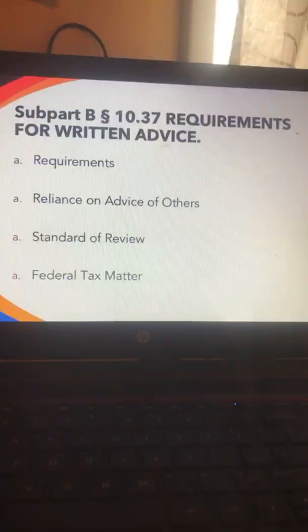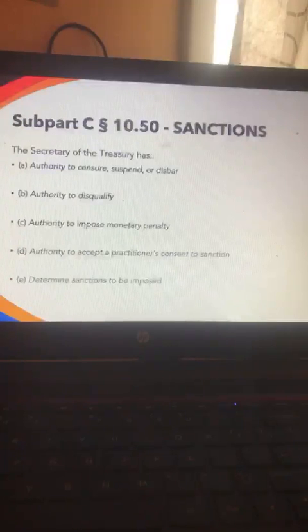And then again, if it's a federal tax matter, it's any matter. It's a federal tax matter, and it's required to be in writing under that section.